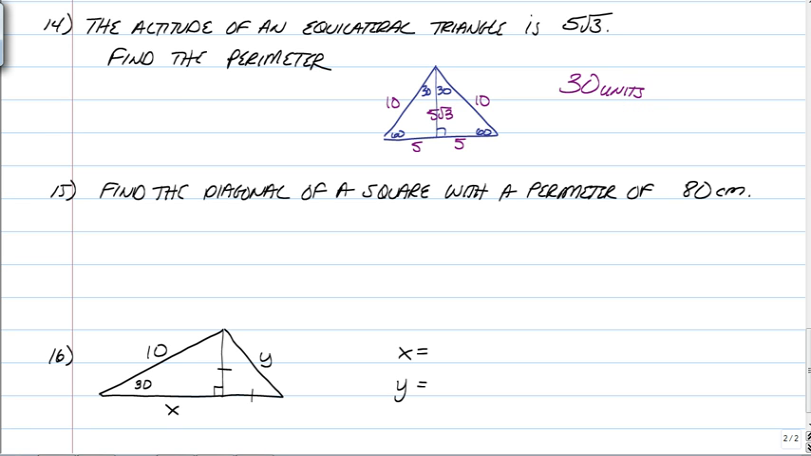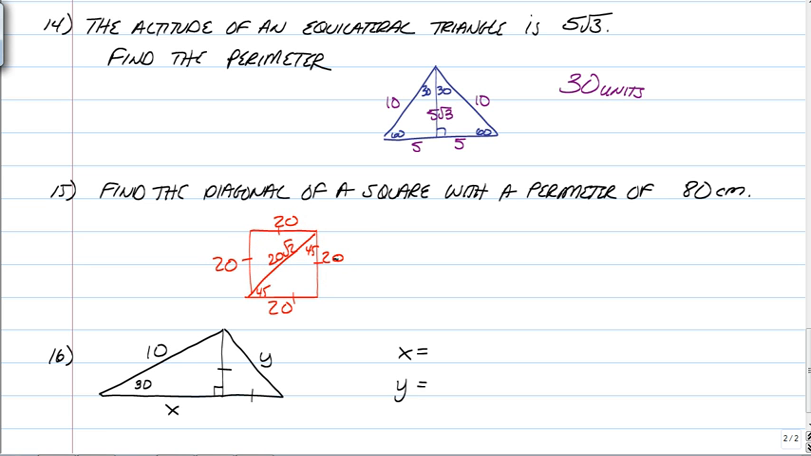Question number 15. The diagonal of a square is what we're looking for if the perimeter is 80. So if you draw a square, 4 sides, if the perimeter is 80, all of these sides need to be 20. Draw a diagonal. Since every side is 20, this is a 45, 45, 90. So that means we have an L root 2. So if this is L root 2, this is 20 root 2.